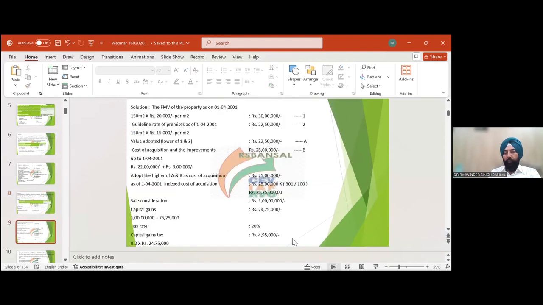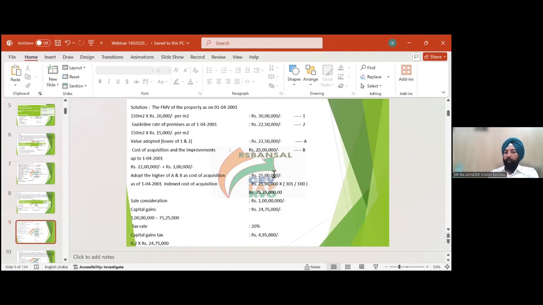Again, the same procedure has to be applied. Fair market value of the property as on 1st April 2001, 150 square meter is the area, 20,000 per square meter. It is 30 lakh. Guideline rate is 15,000 per square meter. Then you have to take the minimum of the two, lower of the two, which is 22 lakh 50,000. Cost of acquisition and improvement is 25 lakh. So you have to take higher of the two, which is 25 lakh.